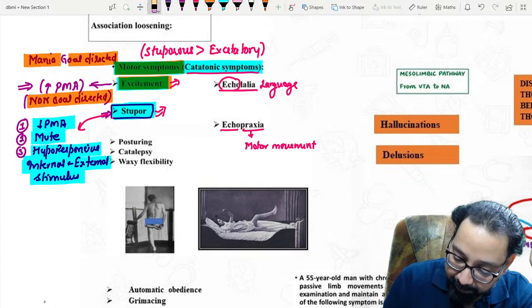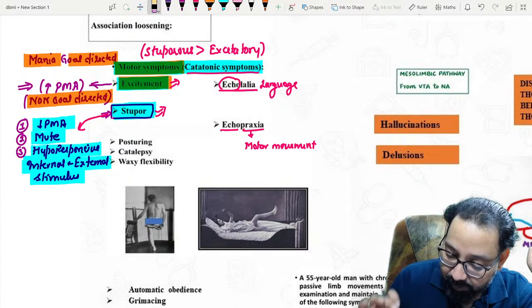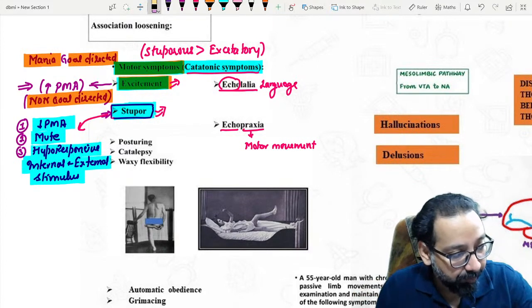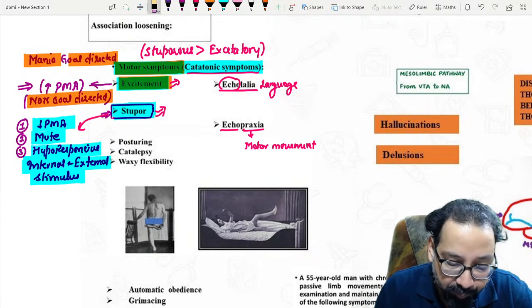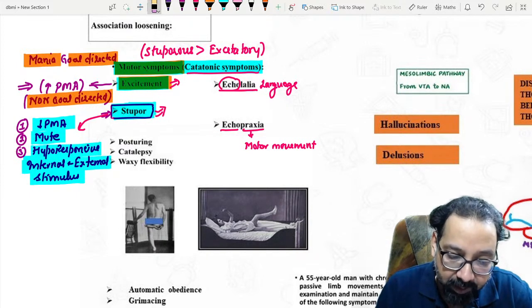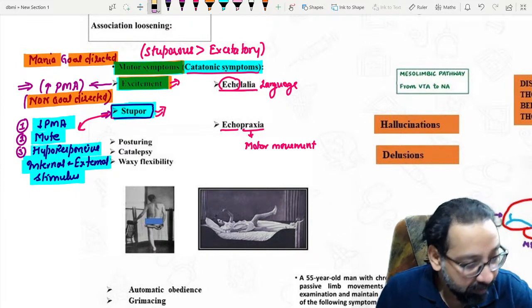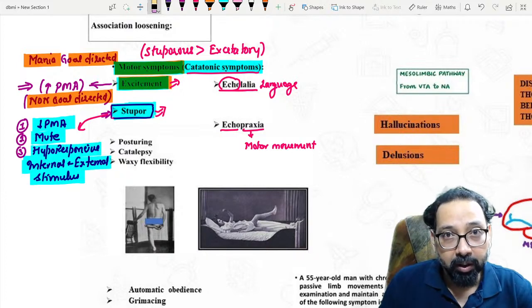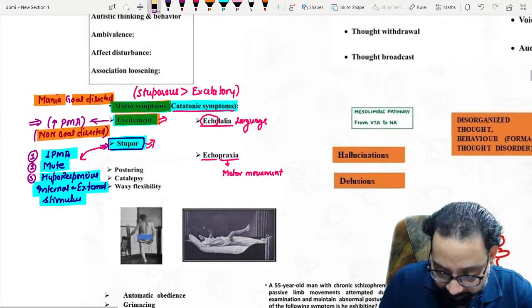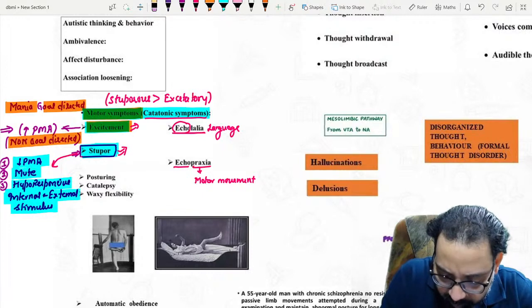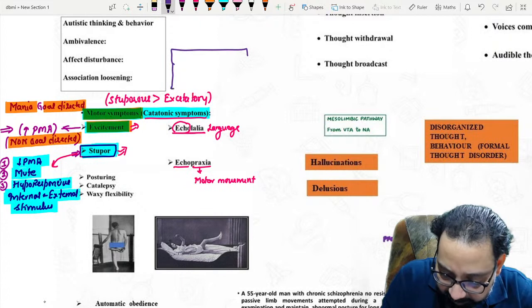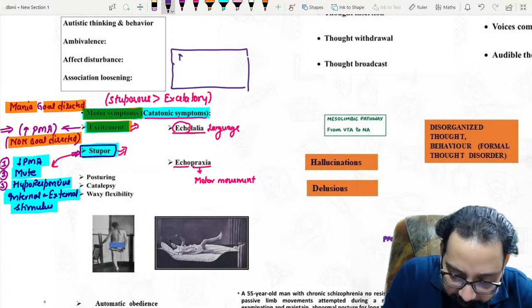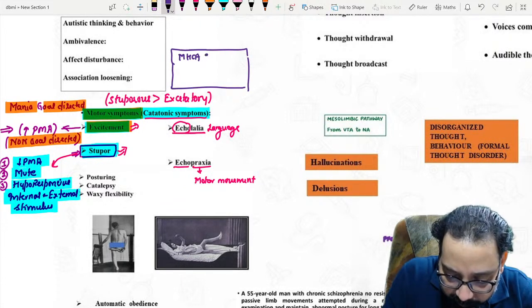For the time being, best treatment for catatonia. If the question is asked, what is the treatment of choice of catatonia, without second thought, the best treatment is electroconvulsive therapy. And Mental Health Care Act, just make a small box and write down, Mental Health Care Act 2017. Direct ECT.